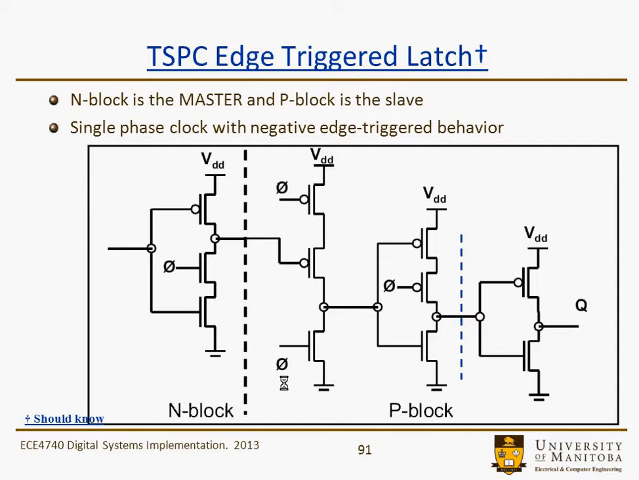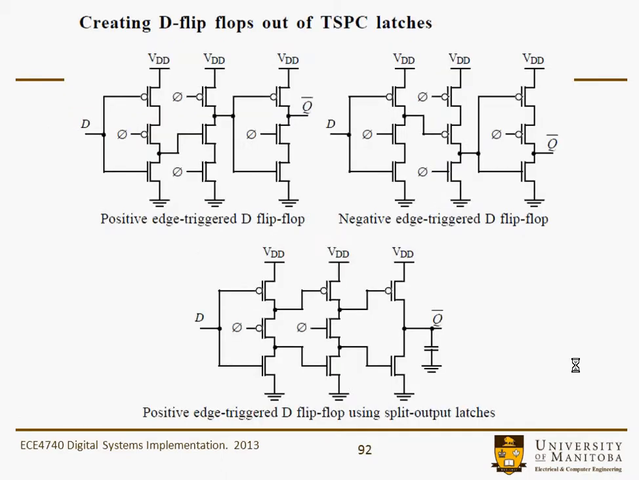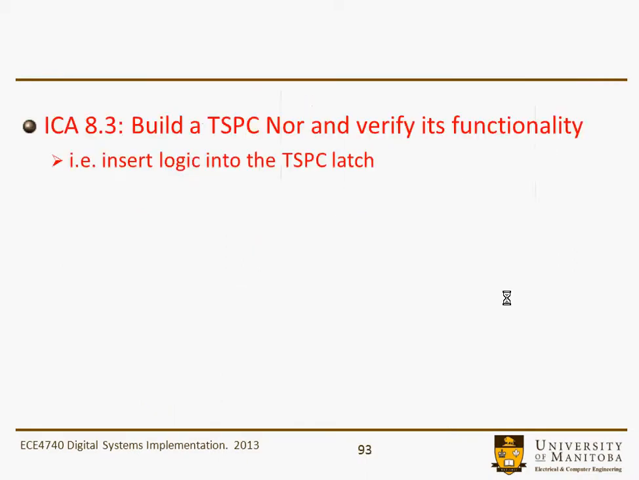Here's an example of an edge triggered latch, which is what you'd more likely see. And this is a negative edge triggered behavior, and basically it's our N-type block followed by our P-type block and just an inversion at the end. And here's a couple more examples of the positive edge triggered D flip-flop or negative edge triggered, and the positive edge triggered D flip-flop with split output latches. So that's that part at the end here.